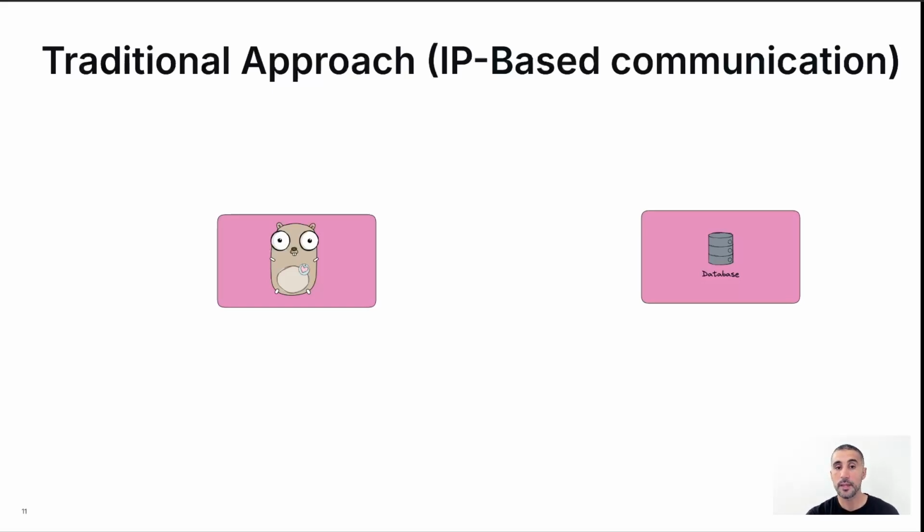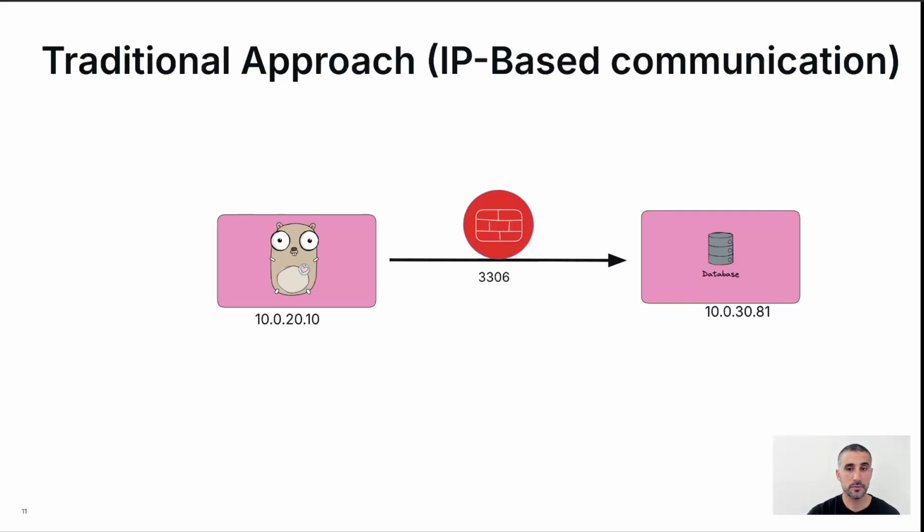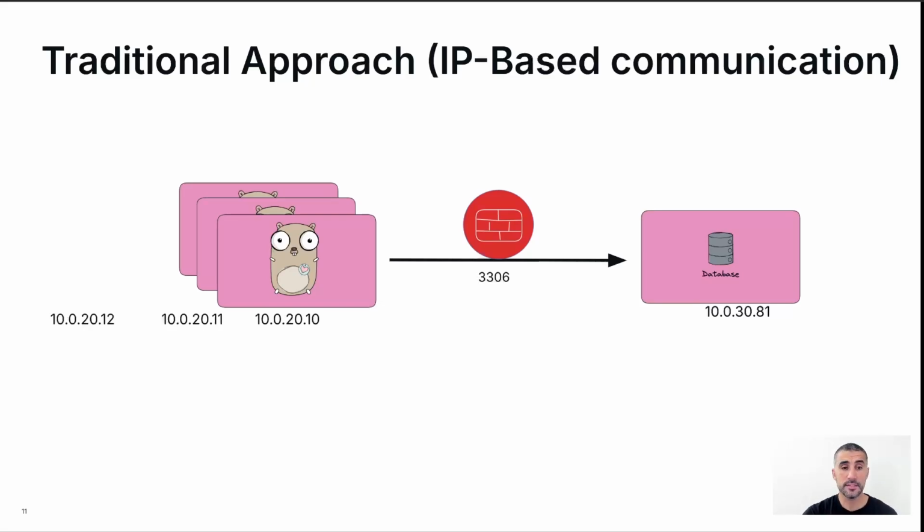In the traditional approach, before we dive into what service discovery is and what service discovery with Consul is, let's first understand how applications communicate traditionally. In a typical setup, we have an application that needs to connect to a database. To make this happen, we assign an IP address to both services and configure a firewall to allow traffic on a specific port. This approach works well, but when we scale, it becomes difficult to manage.